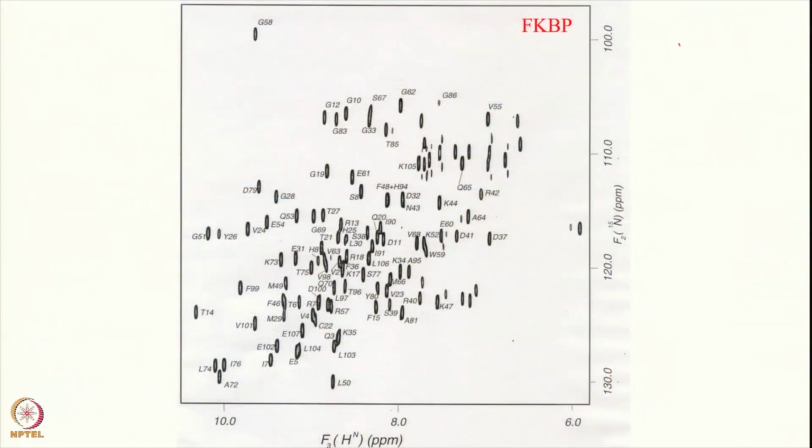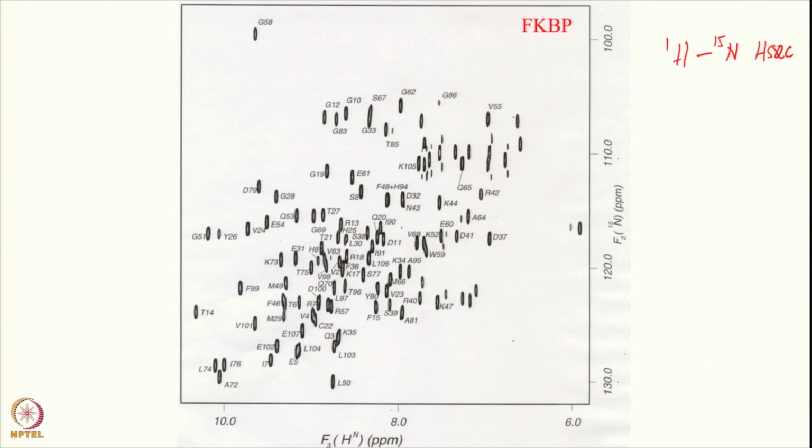Now, one of the most crucial experiments in this endeavor was the so-called HSQC, the heteronuclear single quantum correlation experiment. What I am showing here is the proton N15 HSQC of a protein which is labeled as FKBP. It is a small protein of about 90 residues, and you can see here peaks coming from the individual amino acids as they are labeled here.